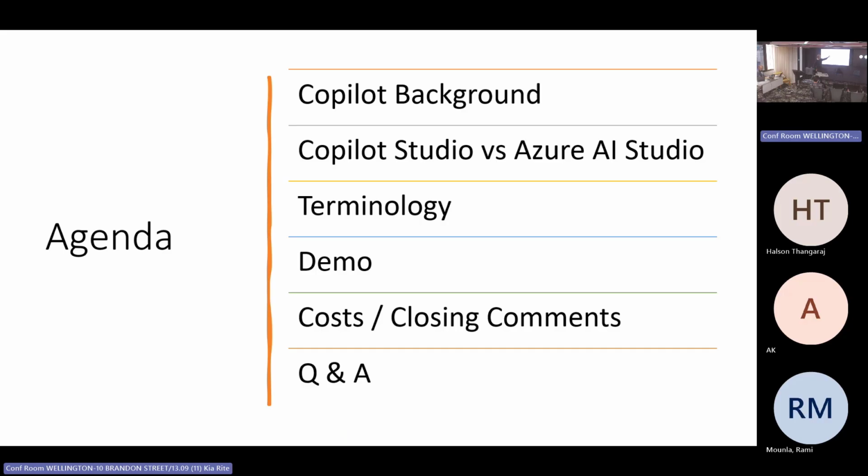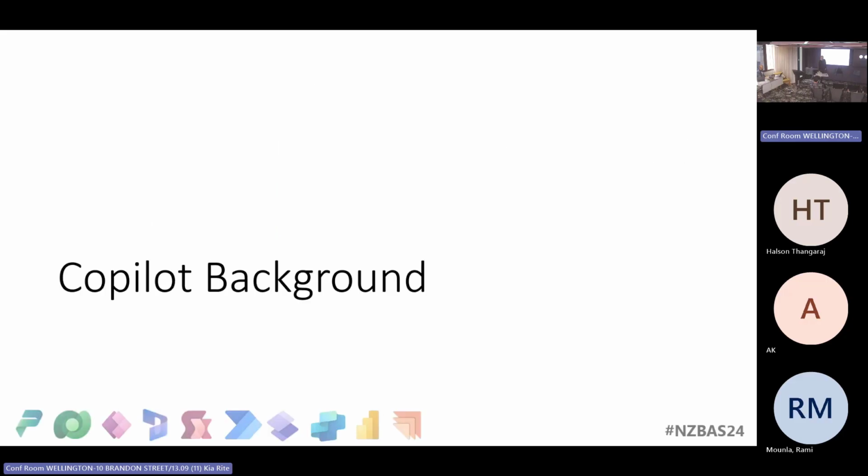Let's talk about Copilot and Azure AI Studio and the differences, and get you familiar with some terminology that we're going to be using. Then I'll go into a demo, and I'll try to keep it quite light and quick, conscious it's Friday afternoon and you've seen a lot of content today. Then we'll close off, talk about the costs a little bit as well. Any questions?